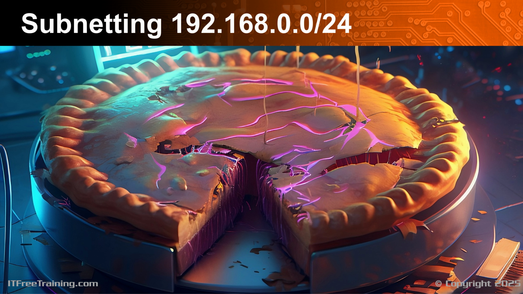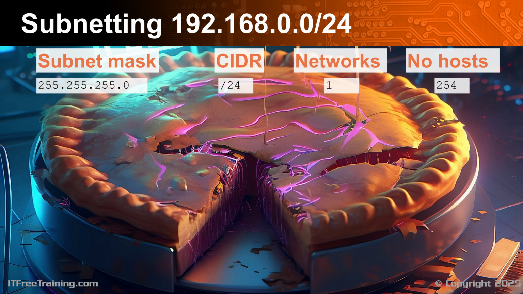If you go on to study for Network Plus, you will need to understand subnetting. In this example, I've been given the network address of 192.168.0.0/24. When you start subnetting, part of your decision of how many bits you use will be based on how many networks and hosts you will get.